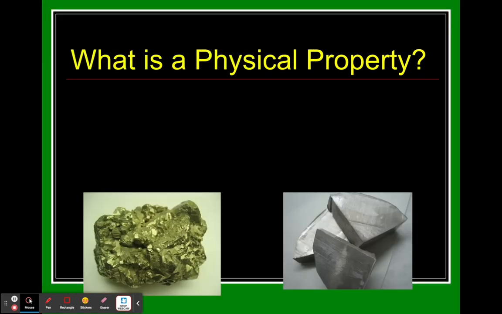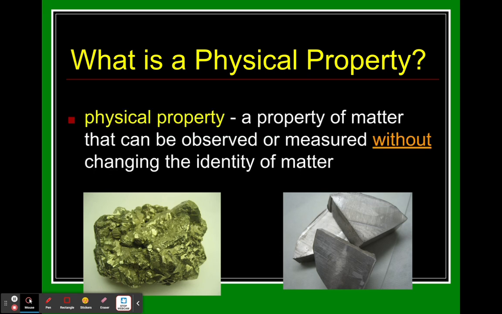What is a physical property? And we're at our third box on the right. It's a property of matter that can be observed or measured without changing the identity of the matter. So, for example, on the left, we have some pyrite.